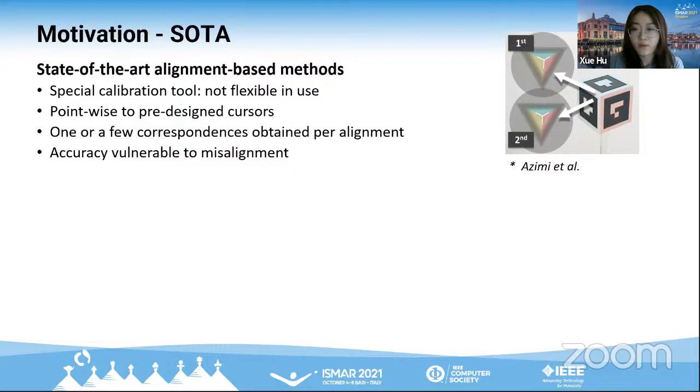Third, only one or a few correspondences can be collected per alignment. Thus, repeated alignment is required to collect enough correspondences, which increases users' workload. And finally, the calibration accuracy is heavily dependent on the user-performed alignment. Poor alignment by an inexperienced user leads to poor calibration accuracy.